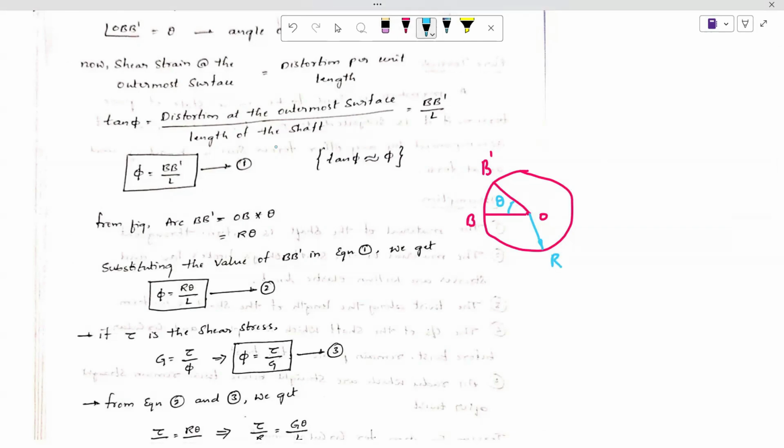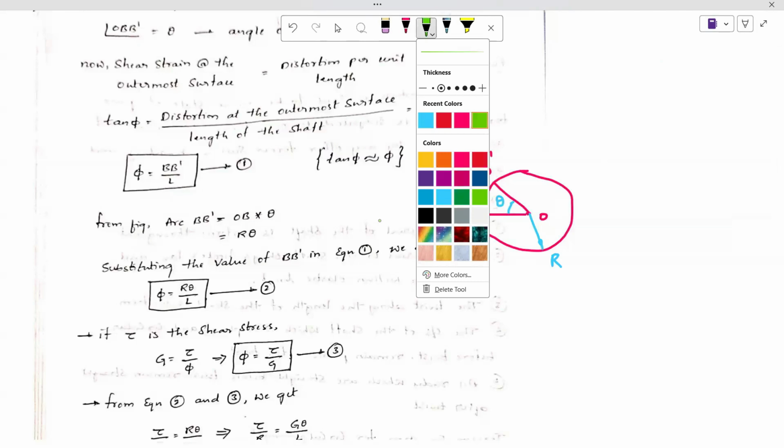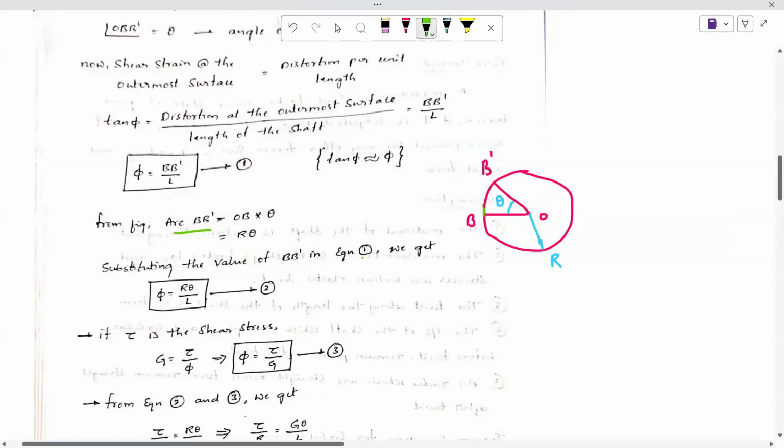Now from the figure, arc BB dash, that is from here to here, is equal to OB into theta. So BB dash can be found out by using this OB into theta. OB is nothing but radius. From the center till the outer surface, the distance is radius R into theta as it is. BB dash is equal to OB into theta, OB is nothing but R, theta remains as it is.